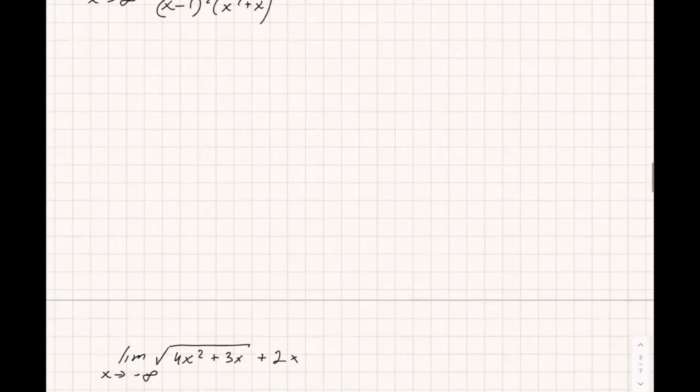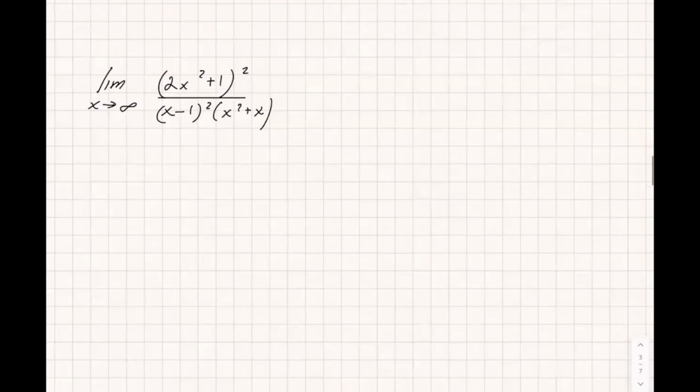All right, let's look at another example. Here we have the limit of (2x squared plus 1) all squared, divided by (x minus 1) squared times (x squared plus x), as x goes to infinity. Let's look at the leading term in the numerator. We have x squared, but it's also squared. So technically we have 4x to the fourth as our leading term, and then the rest is something.